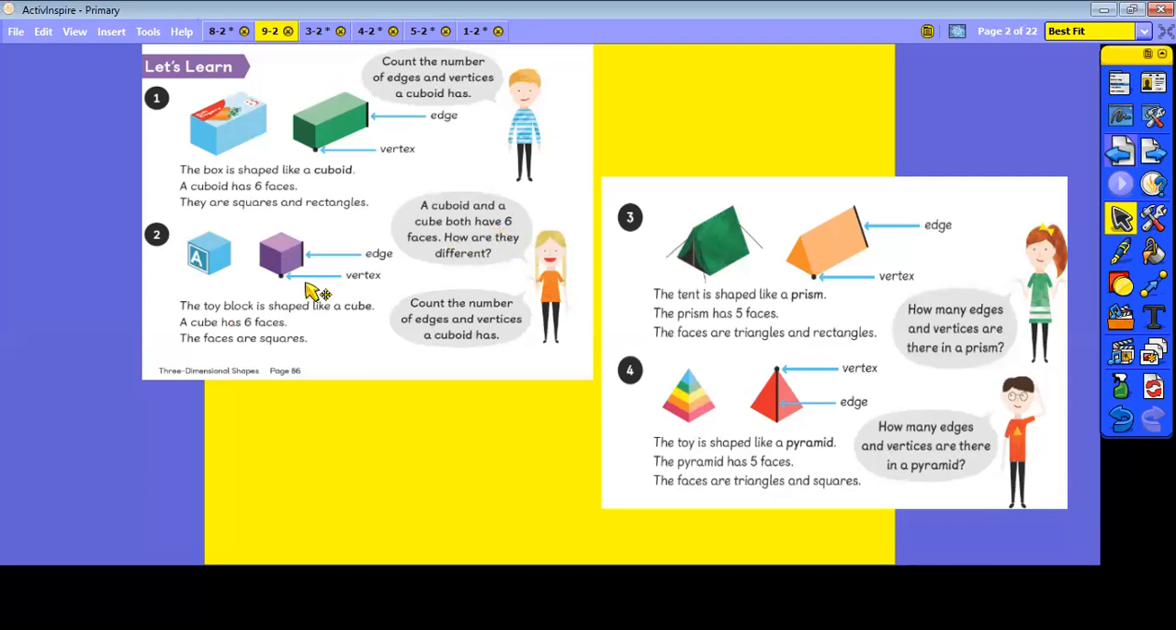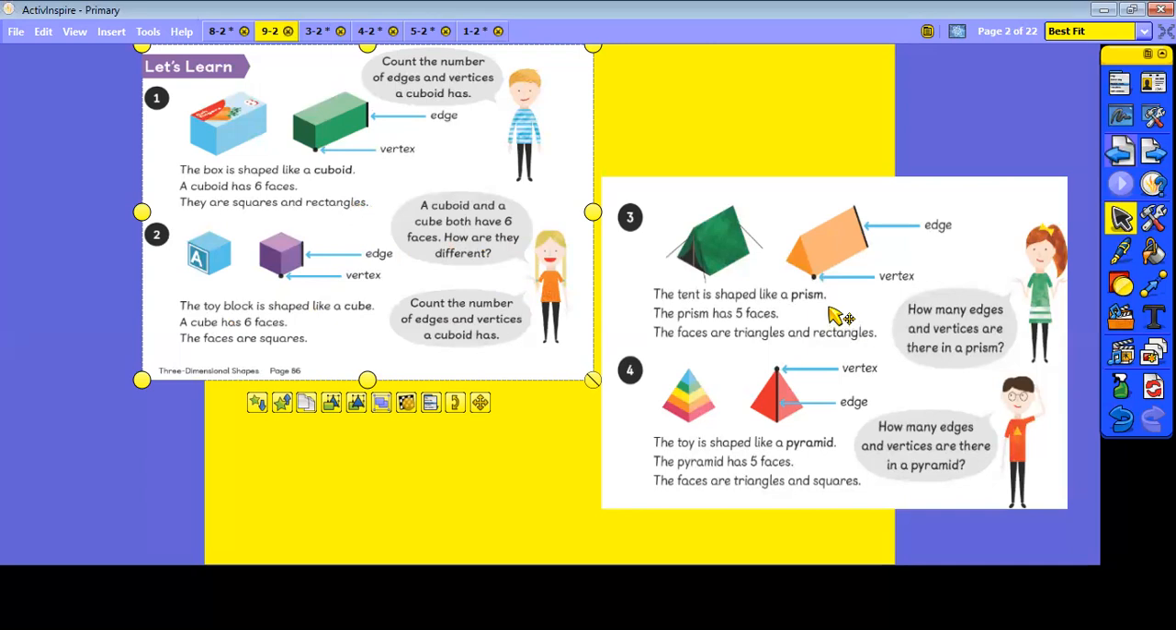But how are they different? Look very carefully and you'll see that the cuboid has some faces that are rectangular. In fact, even these might be rectangles on your cuboid, because they are on mine. And the cube itself only has square faces. That's what makes it a cube. Again, count the number of edges. You can see the edges marked in a black line here to show you where the edges are, and you're going to count all the edges and all the vertices.